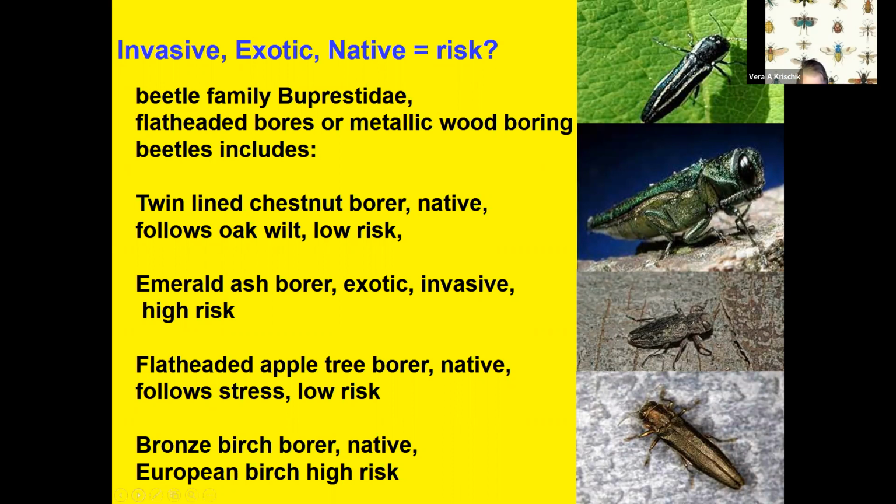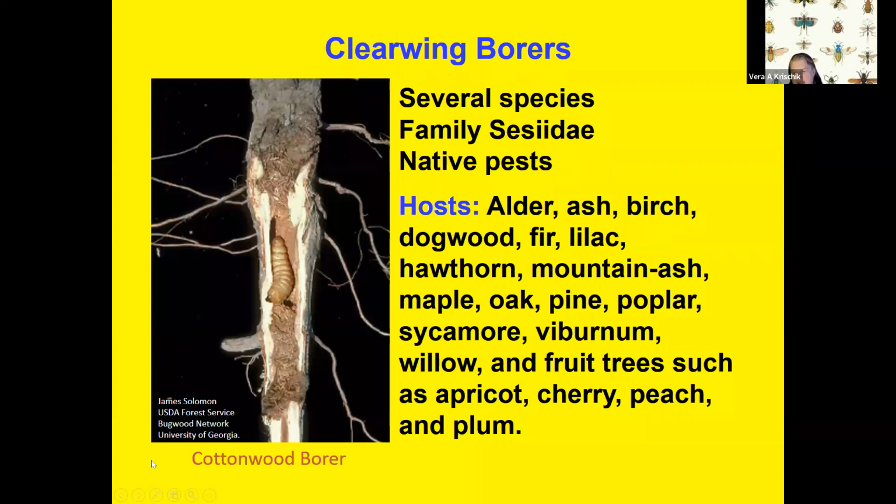All right. So again, here's our clearwing borer. Here's the fat little larva. You're going to get nematodes injected in there. They will go up the galleries and kill them. This is the frass. So Sesiidae, clearwing borers. Look at all the hosts: alder, ash, birch, dogwood, fir, lilac, hawthorn, mountain ash, maple, oak, pine, poplar, sycamore, viburnum, willow, fruit trees, apricot, cherry, peach, plum. Completely unrecognized by a lot of landscapers.